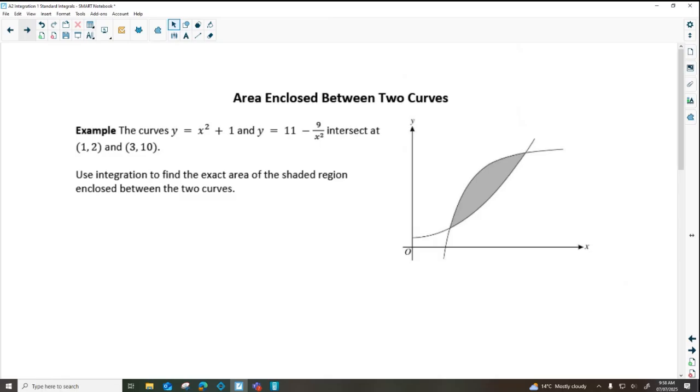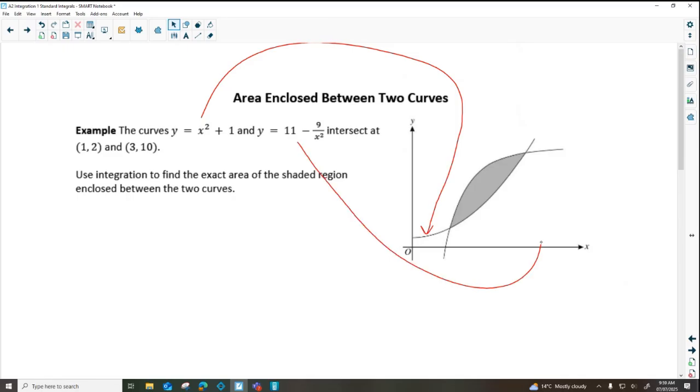Now, guys, can I just be absolutely clear which graph is which? So y equals x squared plus 1 must be this one here, which means that y equals 11 minus 9 over x squared must be that one there. Okay, now in order to do this, you will need to know where to start and finish your integration, which is likely to be where the curves meet or intersect. And they're telling you this in this question.